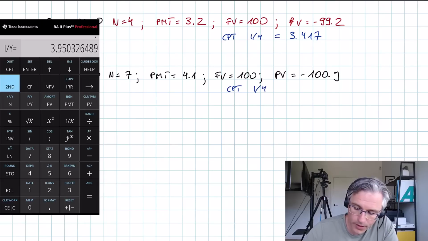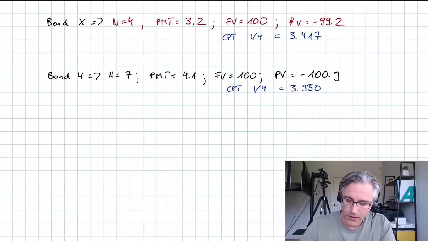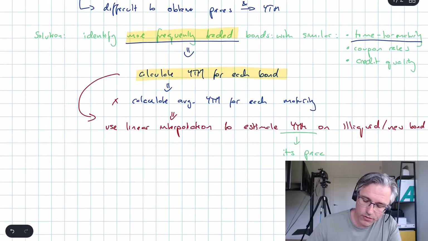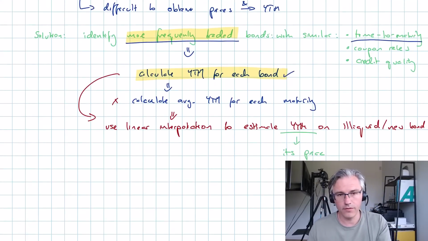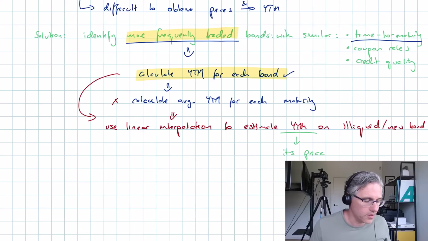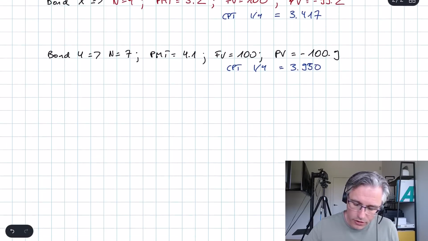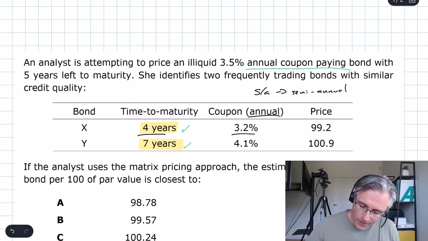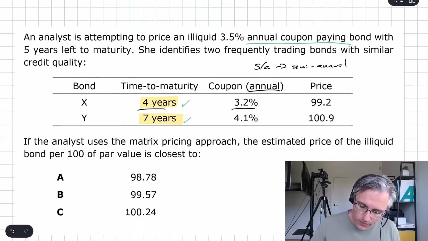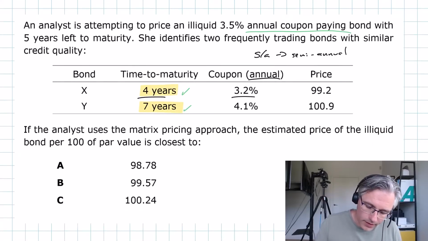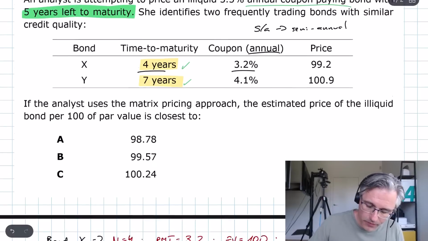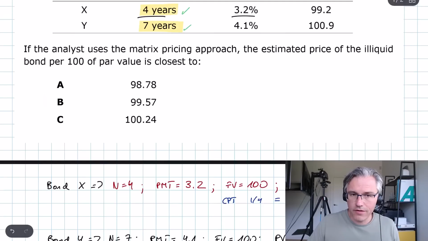Okay, my calculator is displaying 3.950. Now, we've calculated the yields to maturity for the two different bonds with different maturities. I don't have any other representatives of bonds belonging to those maturity spectrums to calculate averages. But let's now use linear interpolation. The thing is, the bond in question, the bond we're supposed to evaluate, has 5 years left to maturity. So it's not 4, it's not 7, it's somewhere in between.